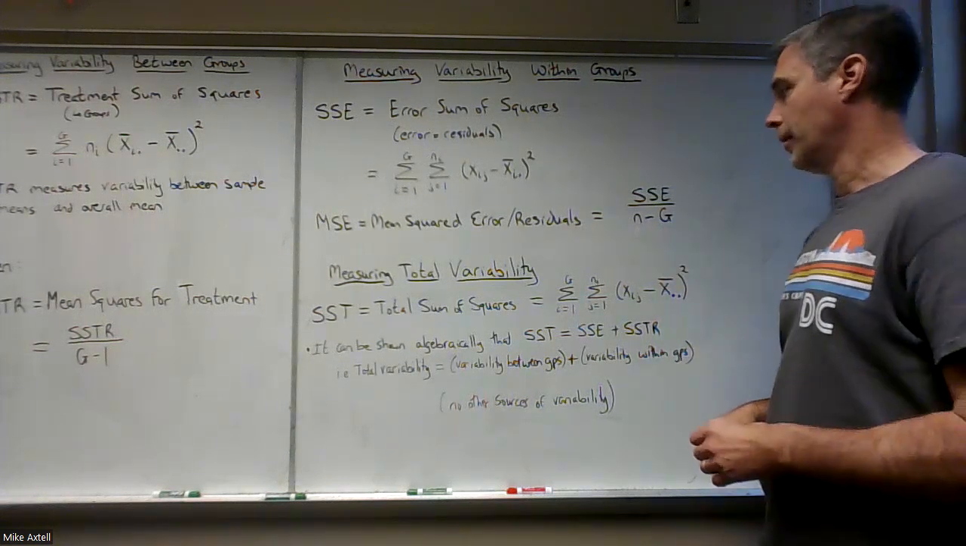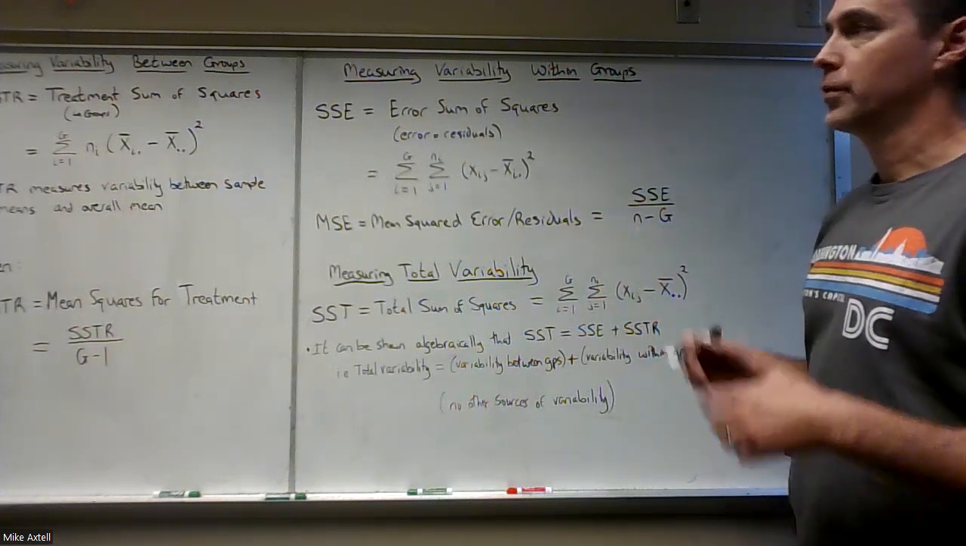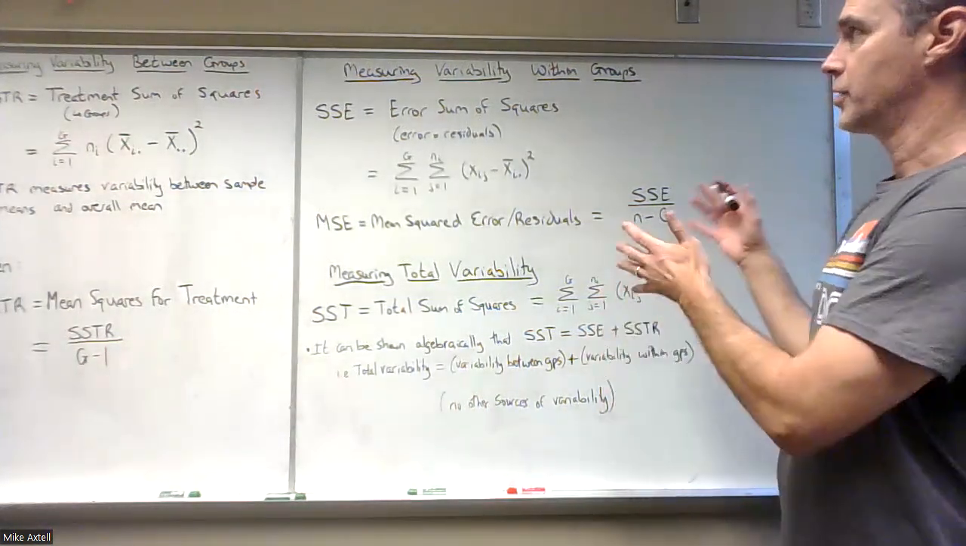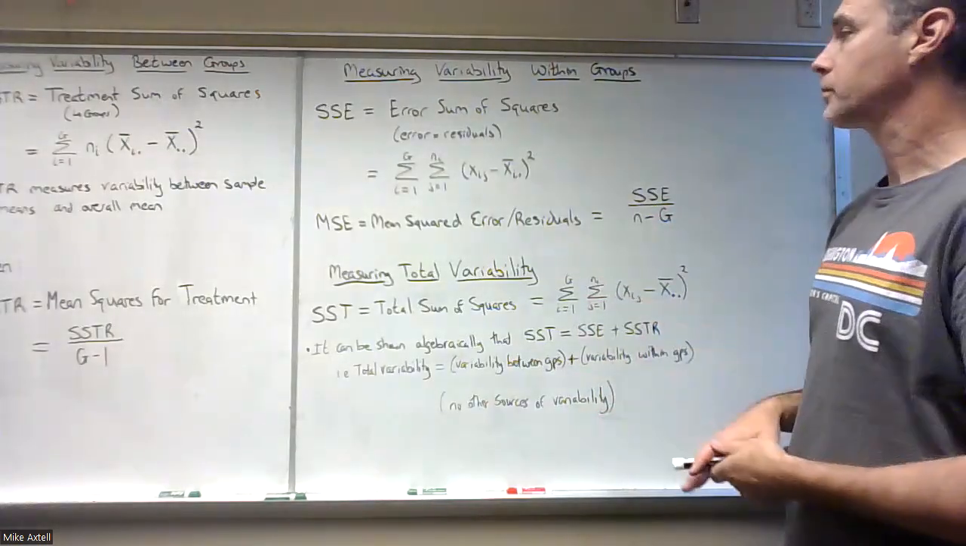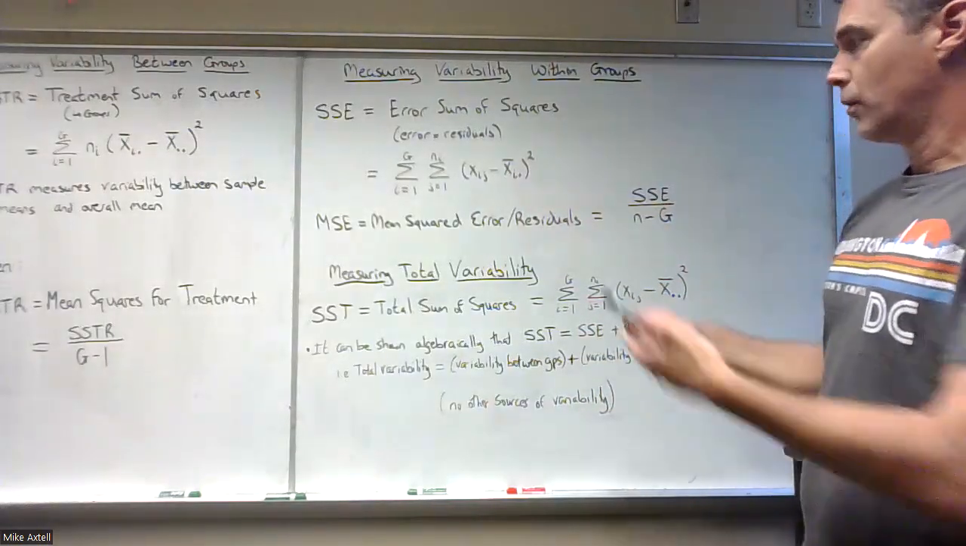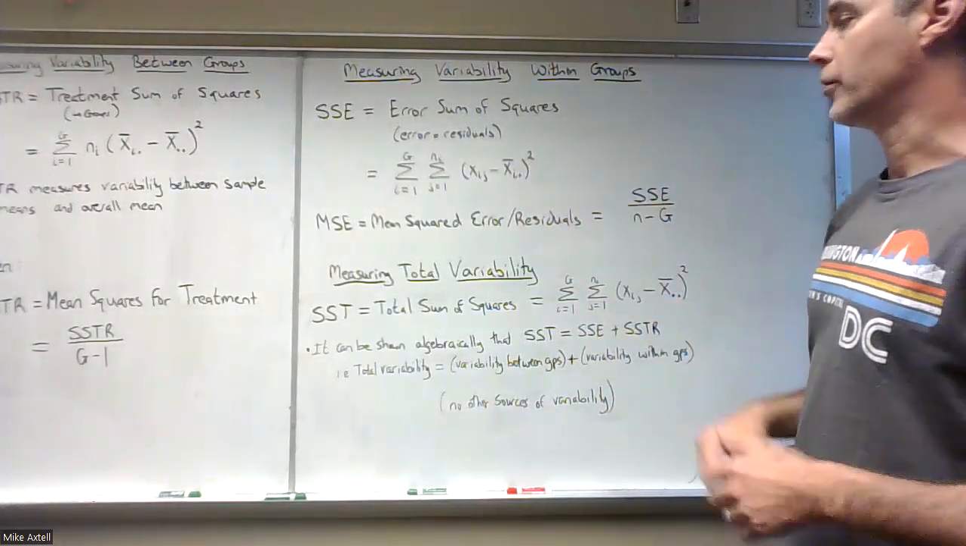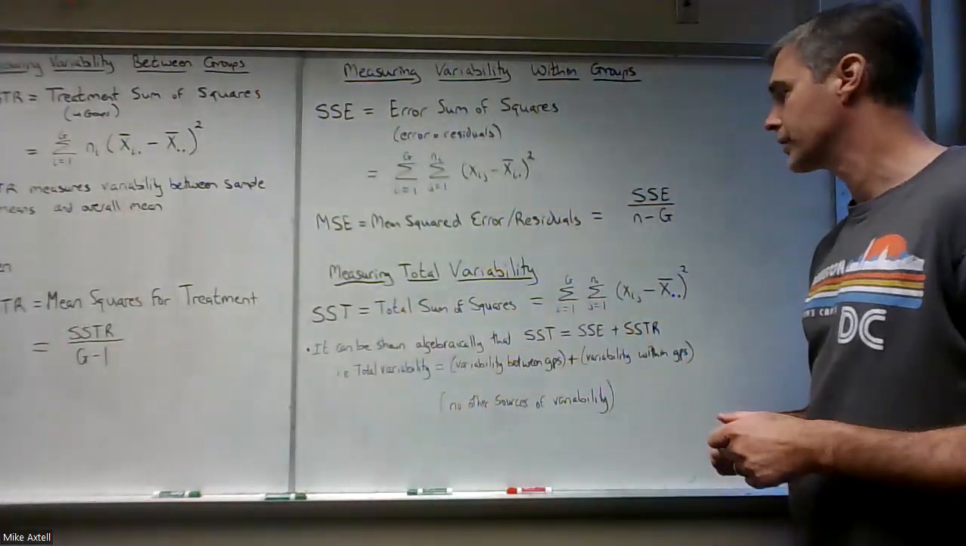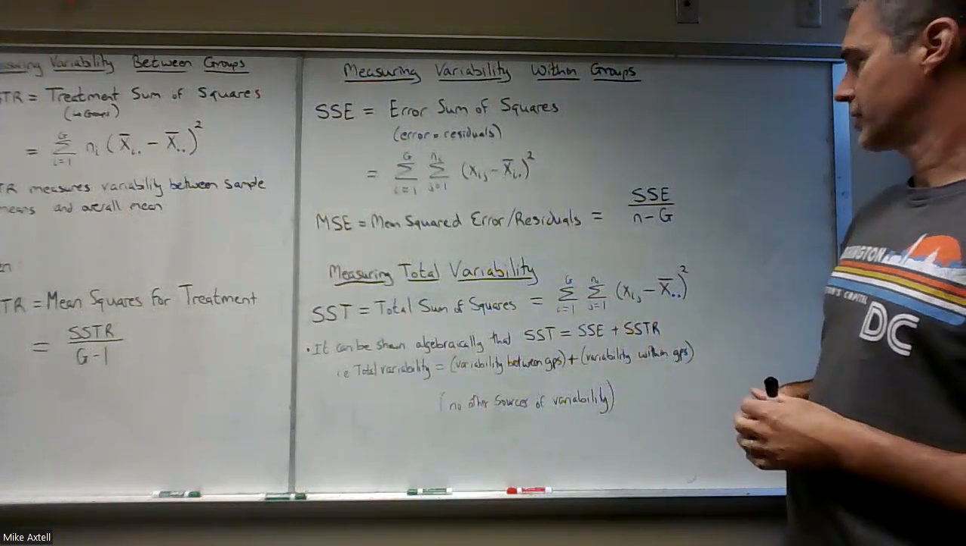Okay. All right. So we've measured variability between the groups. We've measured the variability within the groups. And now we can also talk about the total variability. So SST, and this is the last of the letterings. SST is the total sum of squares.